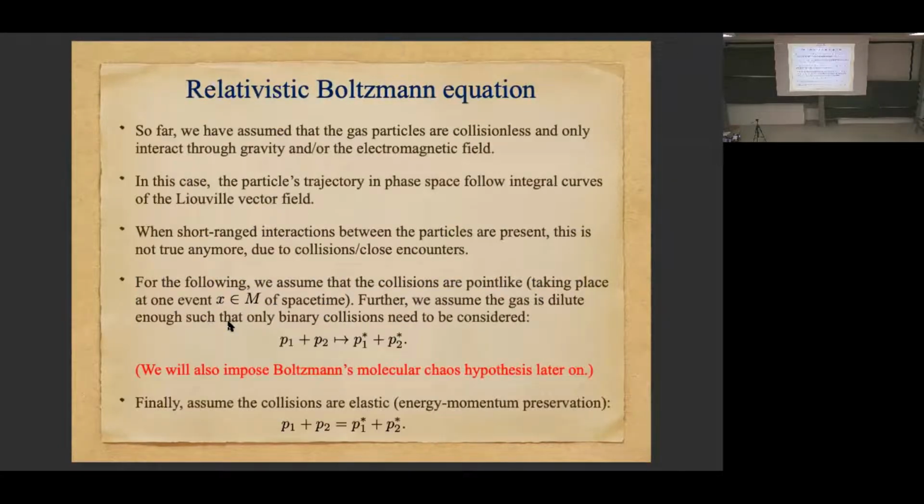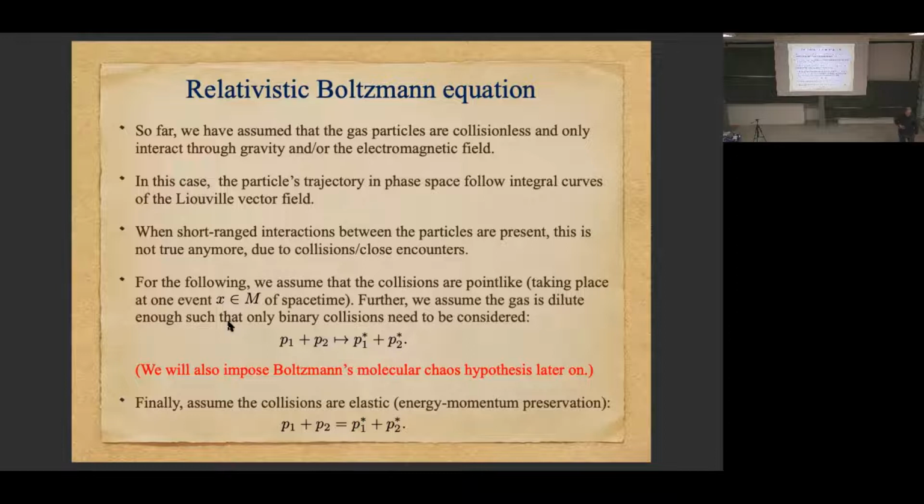All right, so far, if you remember what we did two days ago, we formulated the theory for a collisionless kinetic gas, a relativistic kinetic gas, charged or uncharged. That means the particles only interact between themselves indirectly, through the electromagnetic field or the gravitational field. But if you have short range interactions between the particles, then you need to take this into account.